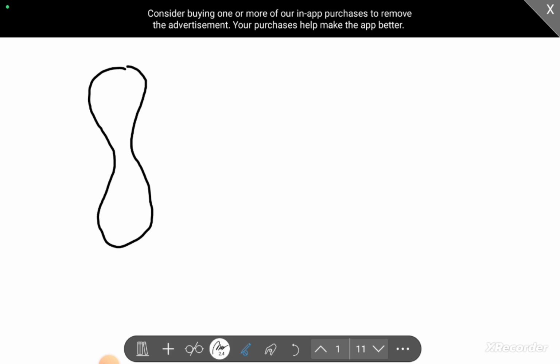So if we check the total length of the red blood cell, the total length is about 7.8 micrometer. Okay, it's about 7.8 micrometer. Now, let's look at the diameter. This is the total diameter, okay? 7.8 micrometer is the total diameter.